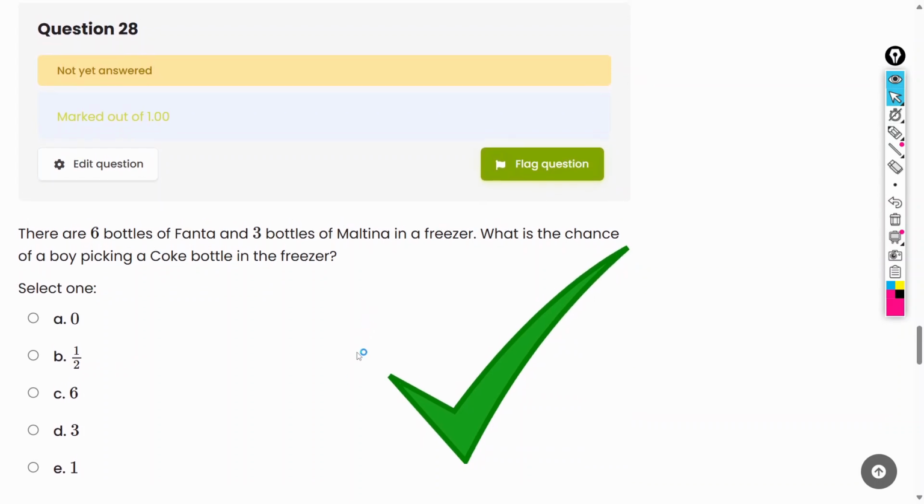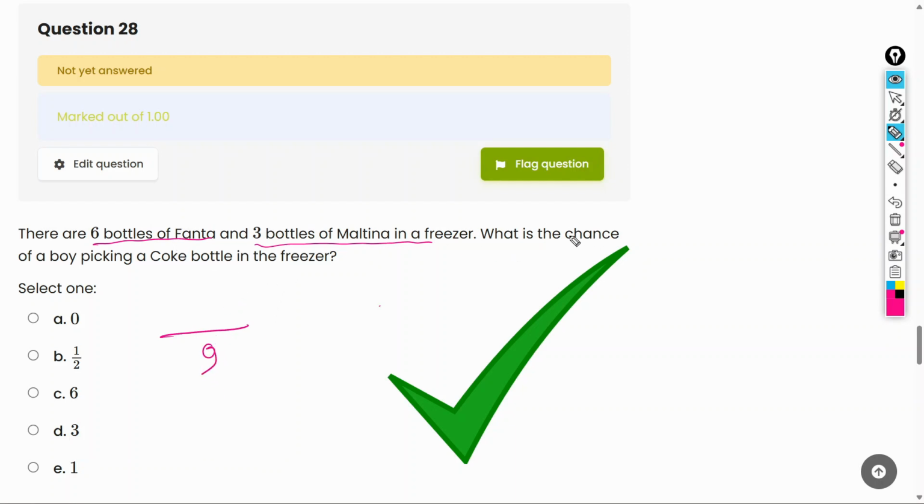There are 6 bottles of Fanta and 3 bottles of Maltina in the freezer. What is the chance of a boy picking a Coke bottle in the freezer? To answer questions like this, we need to first figure out what our total number of bottles is. In this case, there are 6 bottles of Fanta and 3 bottles of Maltina, so we have a total of 6 plus 3, that is 9 bottles.